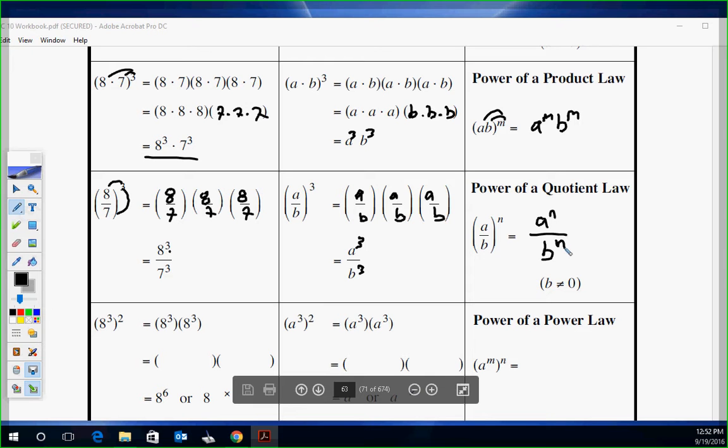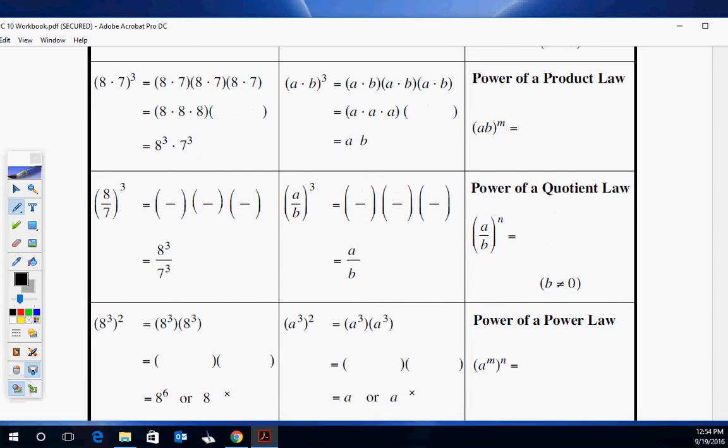Why can b not be 0? What's that mean there at the end? Why can b not be 0? Okay, we can't divide by 0. Okay, dividing by 0 is not possible. Okay, and we'll finish this guy up here. I'm going to raise it up a bit.